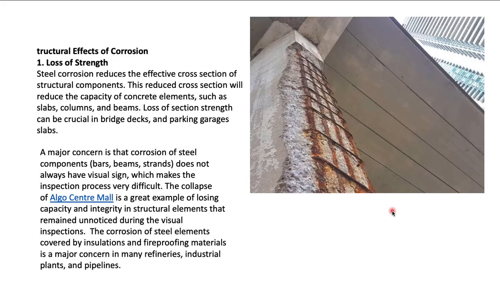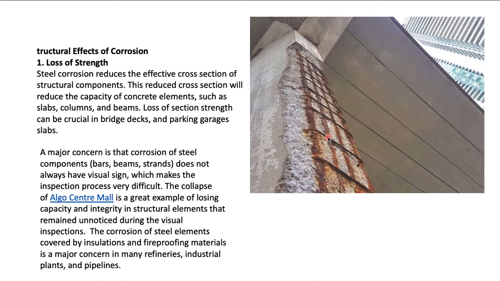The structural effects of corrosion: the first one is loss of strength. Steel corrosion reduces the effective cross section of the structural components. This reduces the capacity of concrete elements such as slabs and beams. Wherever there is corrosion, where the steel is, the picture is showing the steel rods, and we can see the corrosion.